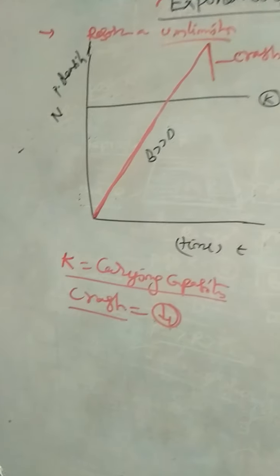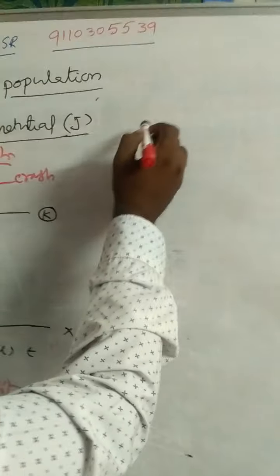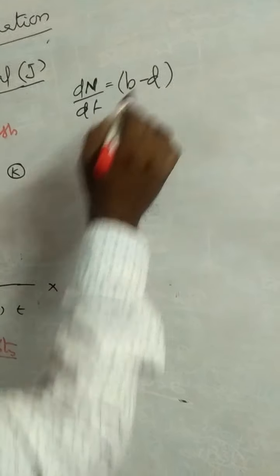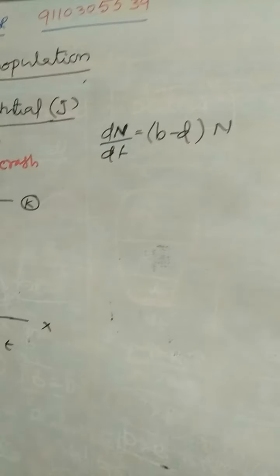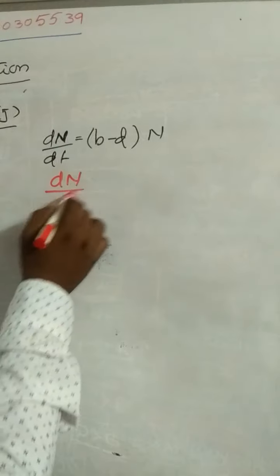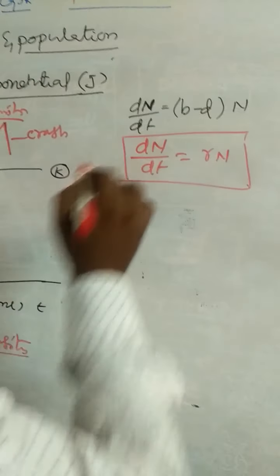Coming to mathematical explanation in exponential growth. Population density n, dn by dt is equal to number of births minus number of deaths. dn by dt is equal to b minus d into n, where b minus d is r, and dn by dt is equal to rn.